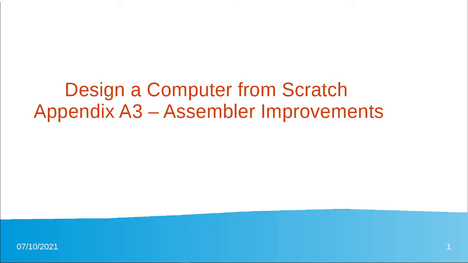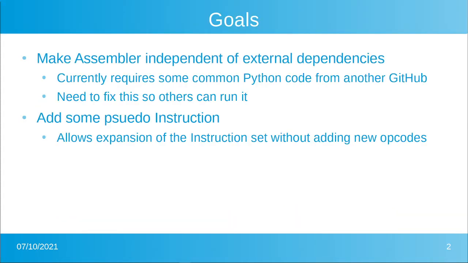This is what we're calling Appendix A3, and let's make some serious improvements to the assembler. Currently, the assembler is dependent on external files, which are imported at the beginning with a hard-coded path. Let's make it so others can run it by including those common folders or common files, imports, into the same GitHub as the assembler itself. If you double click on the PyAssemble, it will now run, or after we're done with this, it'll run from the same folder without having to go try to find those other dependencies.